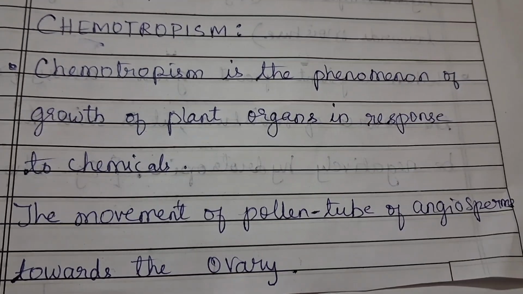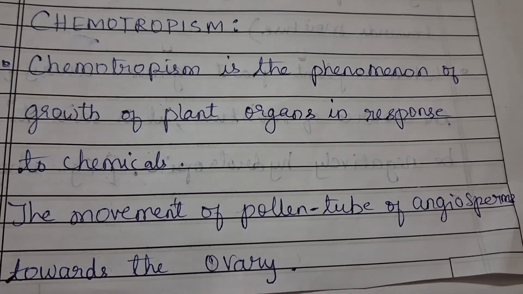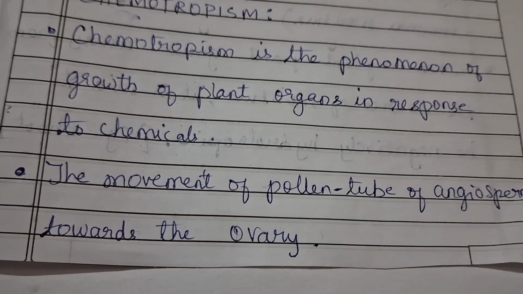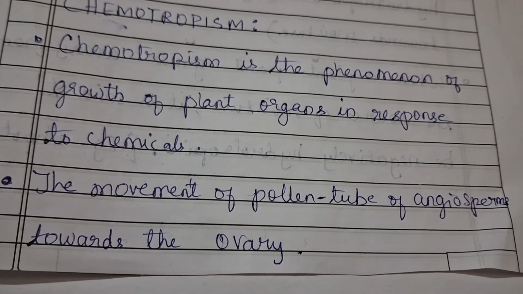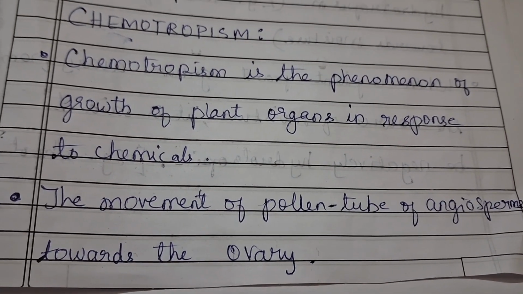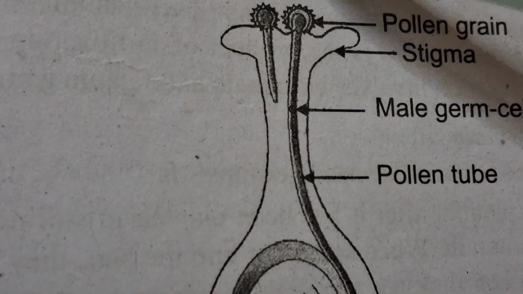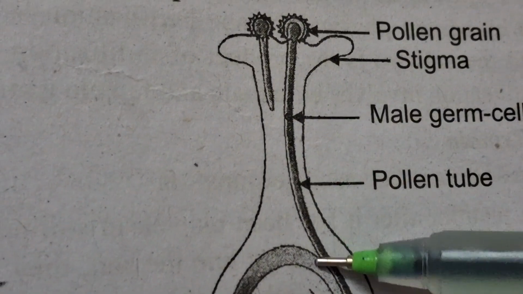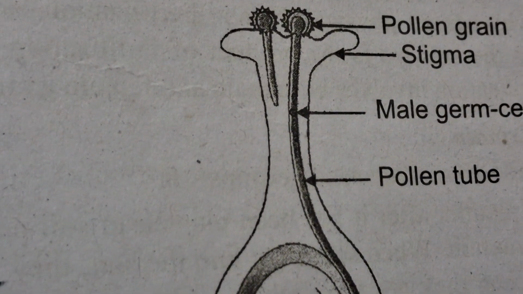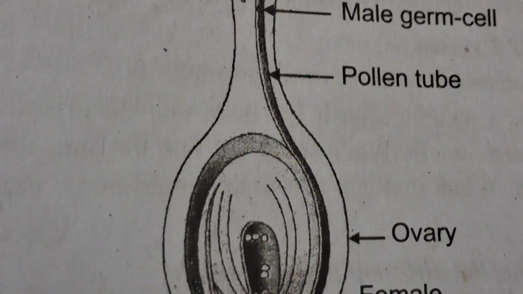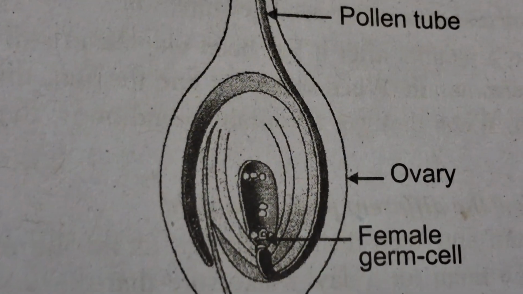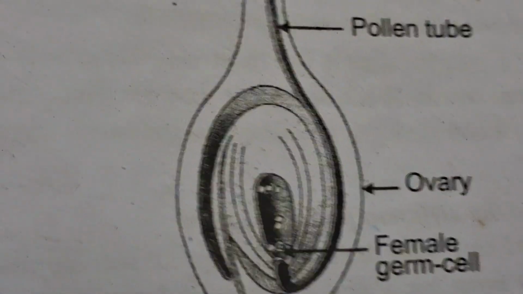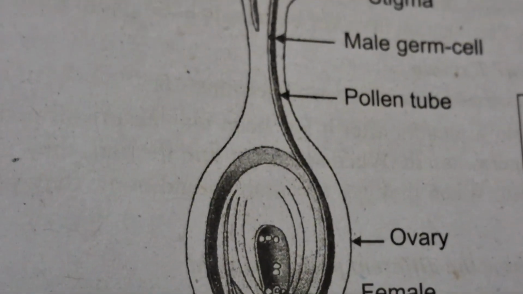Next is chemotropism. Chemotropism is a phenomenon of growth of a plant organ in response to chemicals. The movement of the pollen tube in angiosperms towards the ovary is a good example for chemotropism. So you can make out the pollen tube growing here. So it grows towards the ovary. So this is an example for chemotropism.